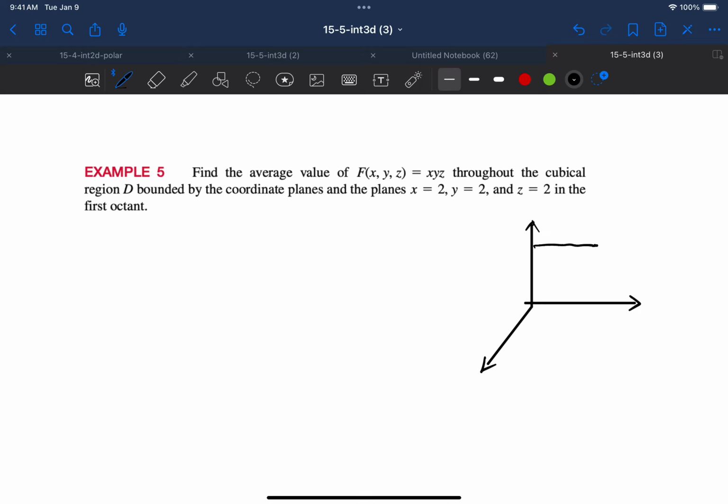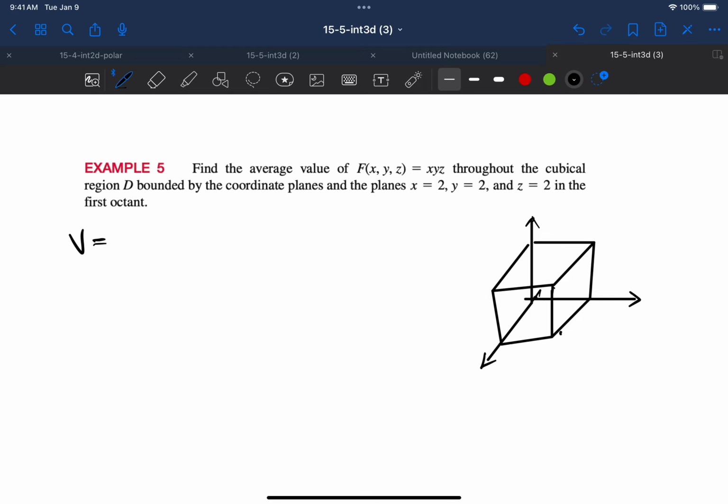So if we do an approximate picture, yeah, it's not a really good picture, but we can see that if the side length is 2, then we have something like this, D. So the volume of D is, of course we can do the triple integral, but for this problem we do not have to. It's 8.